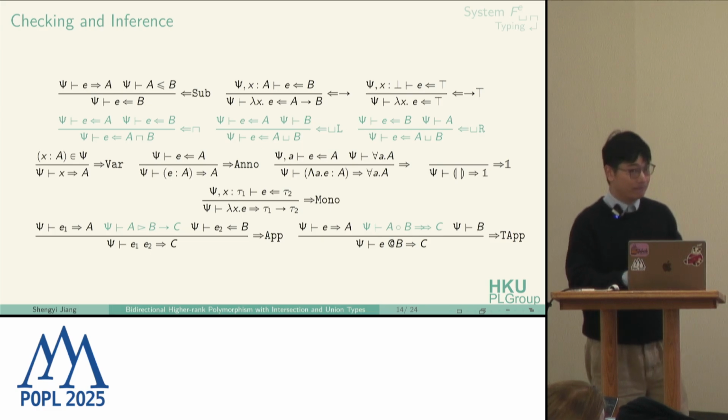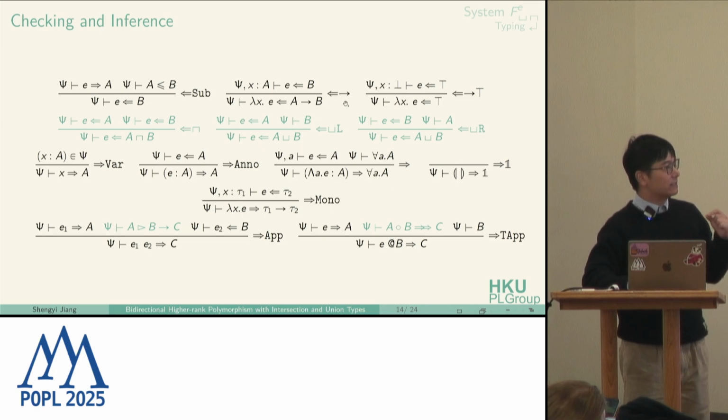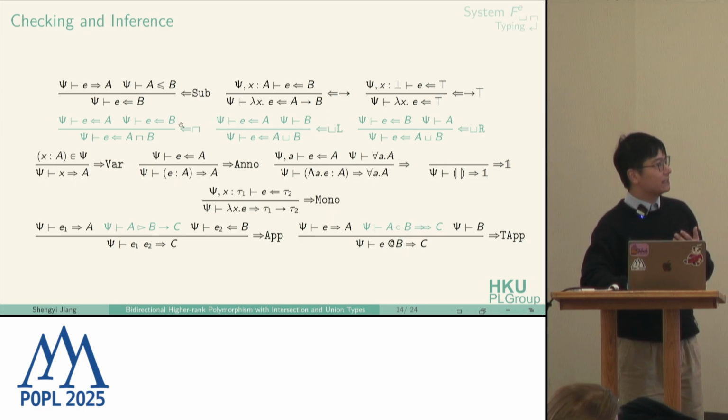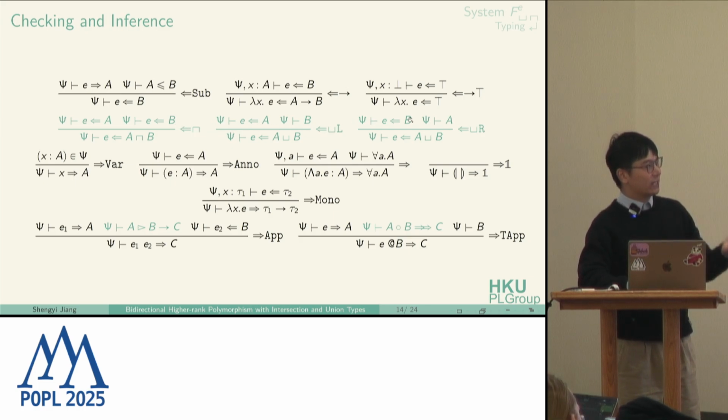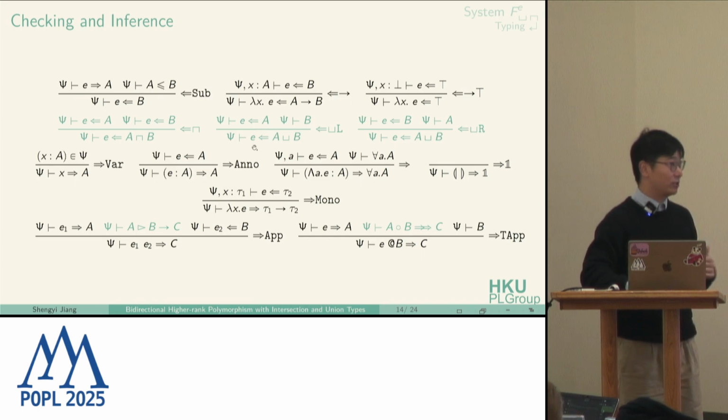This is the typing rule. So the typing rules are in the bidirectional style, and we add these three rules for the checking rules of intersection and union types. This is an intersection introduction rule, and we still need this because we have a restricted inference ability, so sometimes we still want to relay the type information to the inner expression.